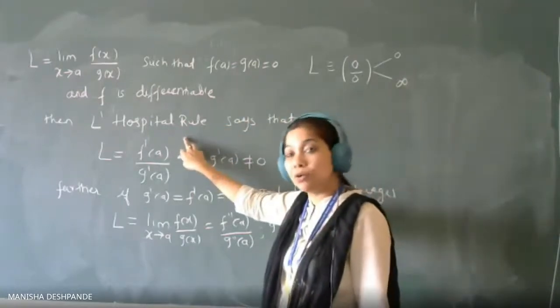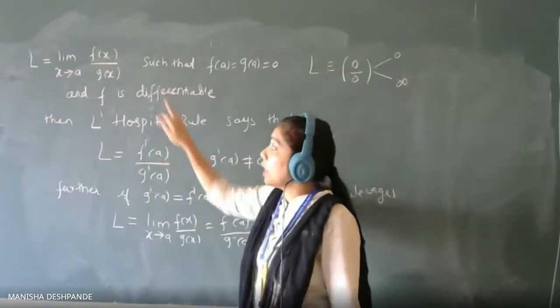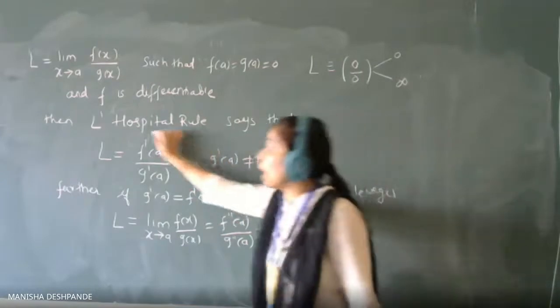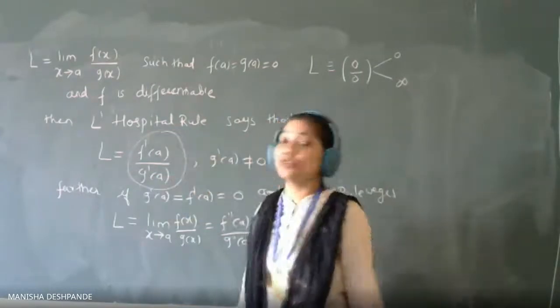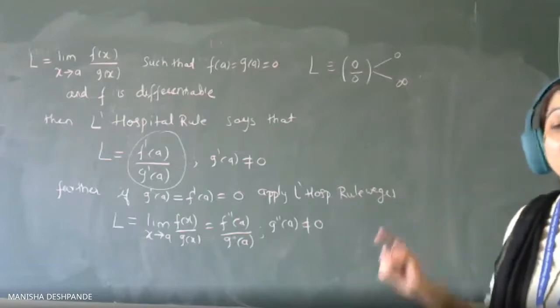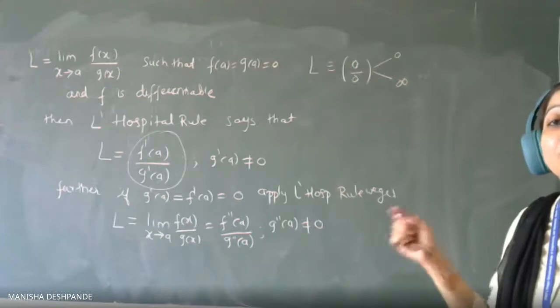What is L'Hospital rule? Take the derivative of the numerator, take the derivative of the denominator, and put the value of x as a. The answer that you will get is actually the value of the limit. How? That I'll tell you. Right now, the answer is: the limit will become f dash of a upon g dash of a.